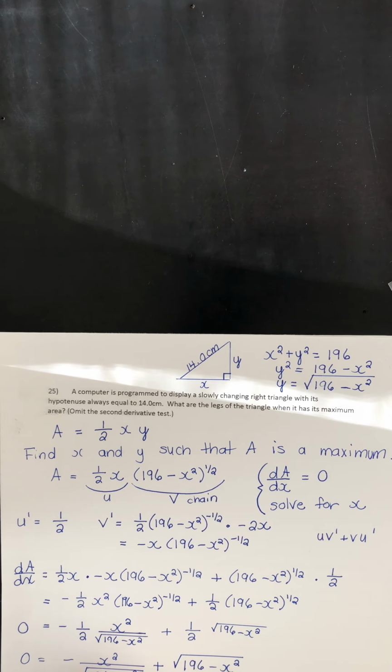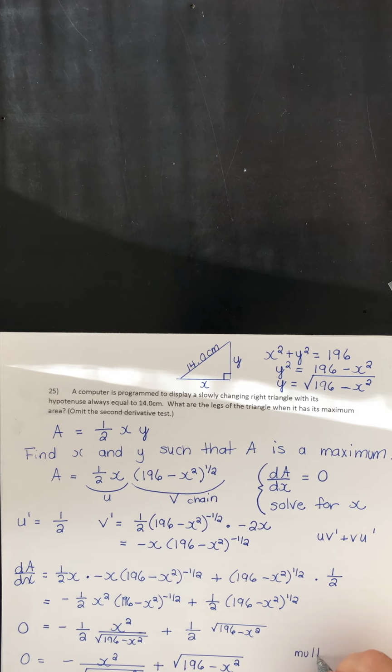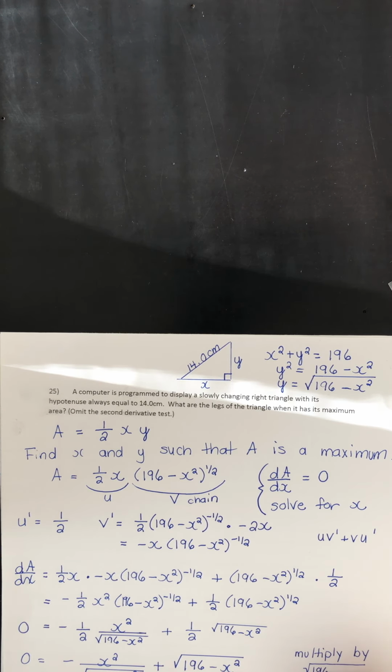So of course this will stay 0. This will become -x squared. And here, when you multiply this by itself, you get 196 minus x squared. Okay, so again, we multiplied all 3 terms here, and maybe I'll write it down, multiply by the square root of 196 minus x squared. All terms. Okay, and we got this.